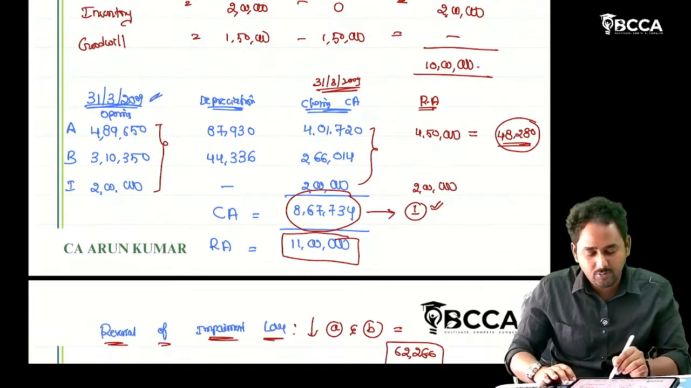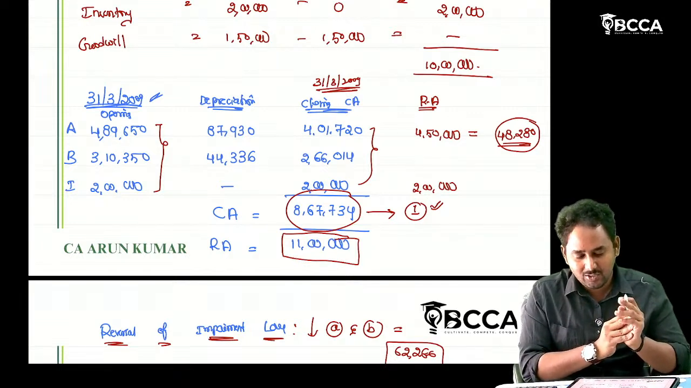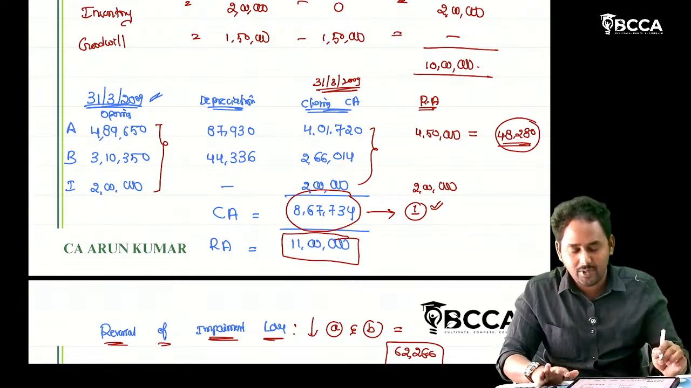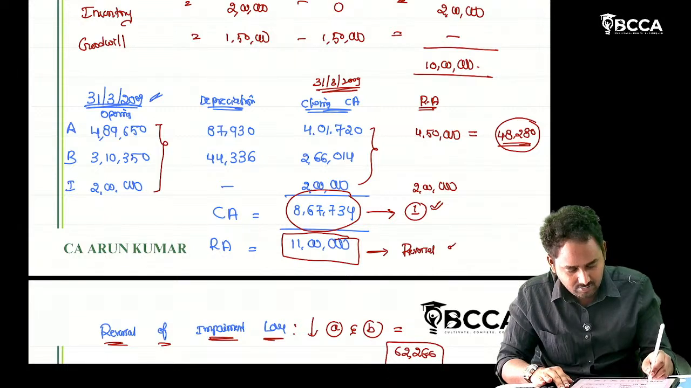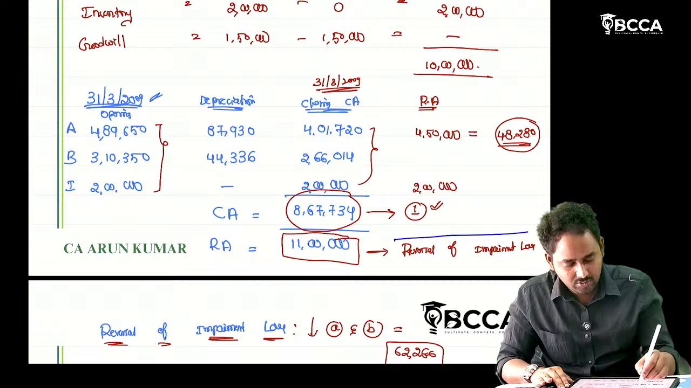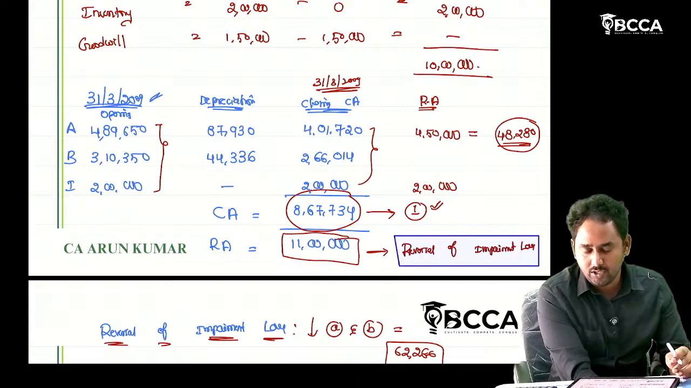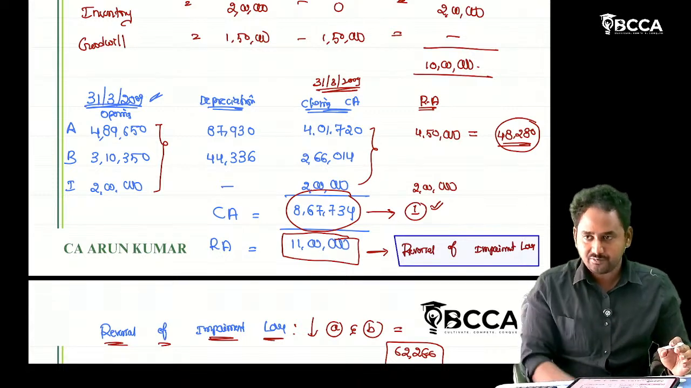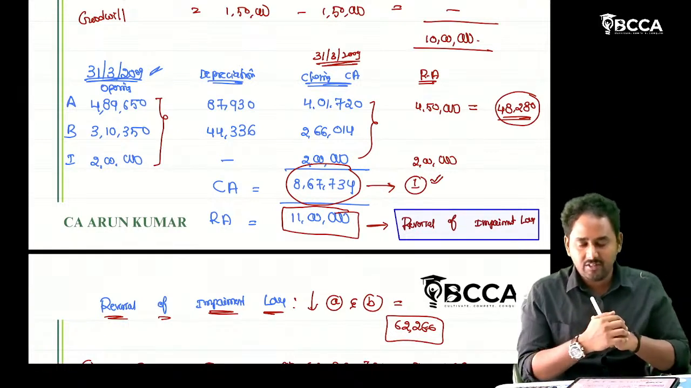Then what is the recoverable amount? The recoverable amount is 11 lakh rupees. So this is a case of reversal of impairment loss. Generally we have not discussed the element of reversal of impairment loss so far. So I will give you the steps. You just follow those steps to give the reversal of the impairment loss.